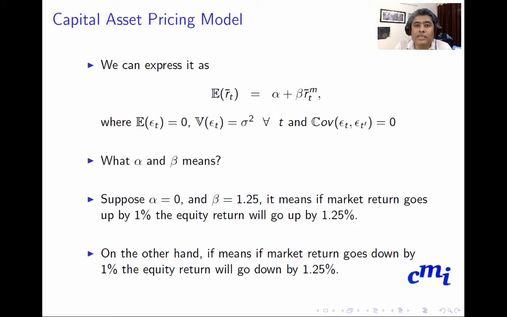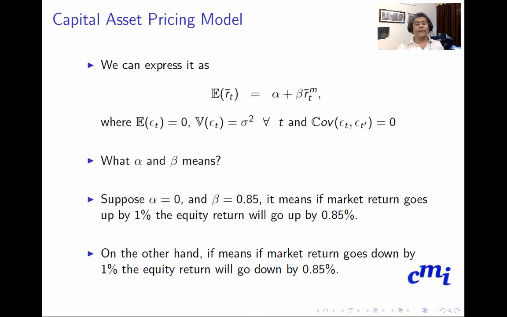Suppose alpha is 0 and beta is 1.25. It means if the market return goes up by 1%, then the equity will go up by 1.25%. On the other hand, if the market return goes down by 1%, you can expect that that particular equity's return will go down by 1.25%.